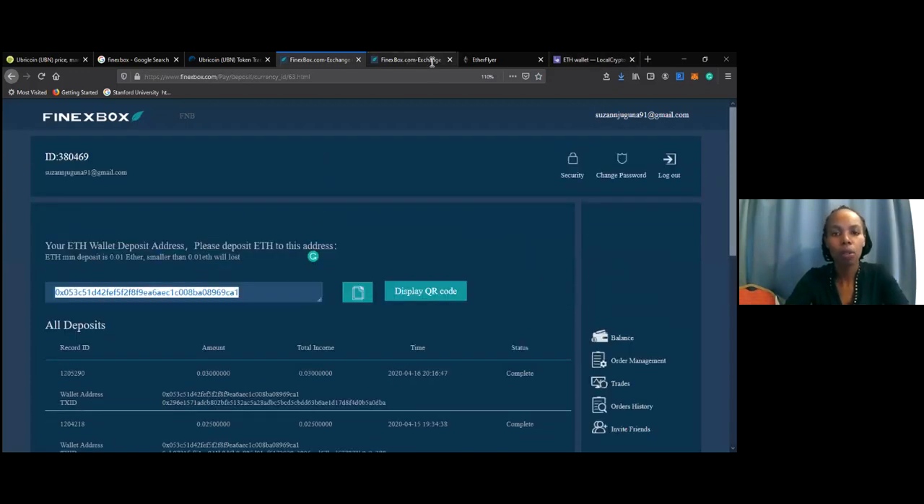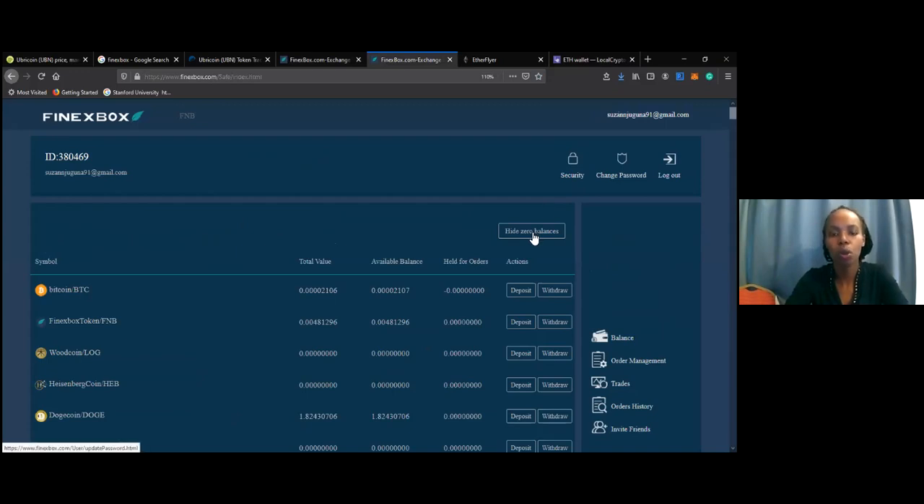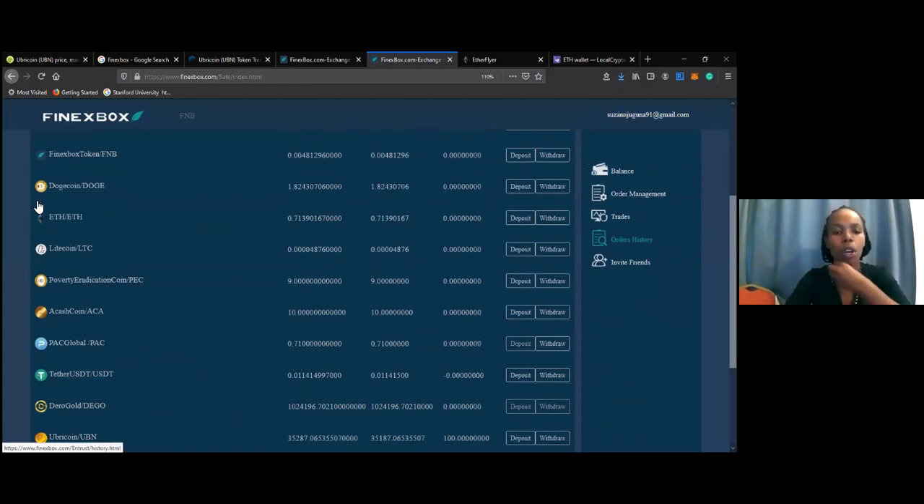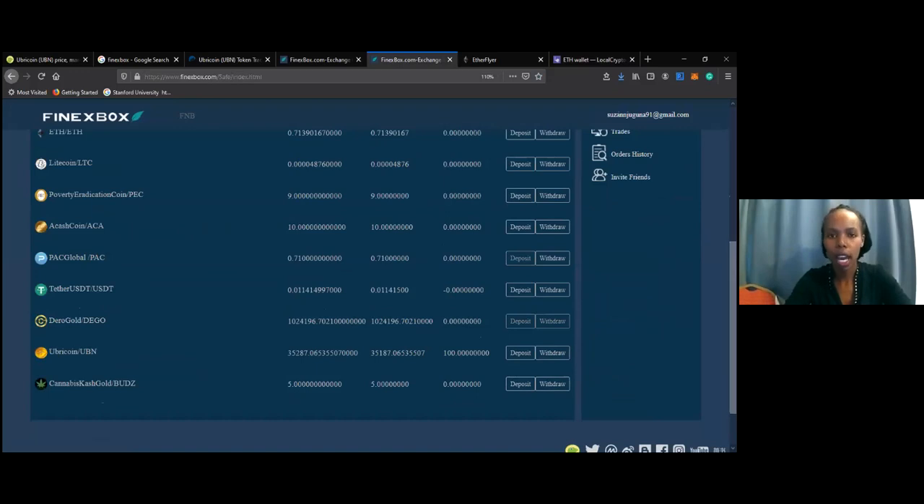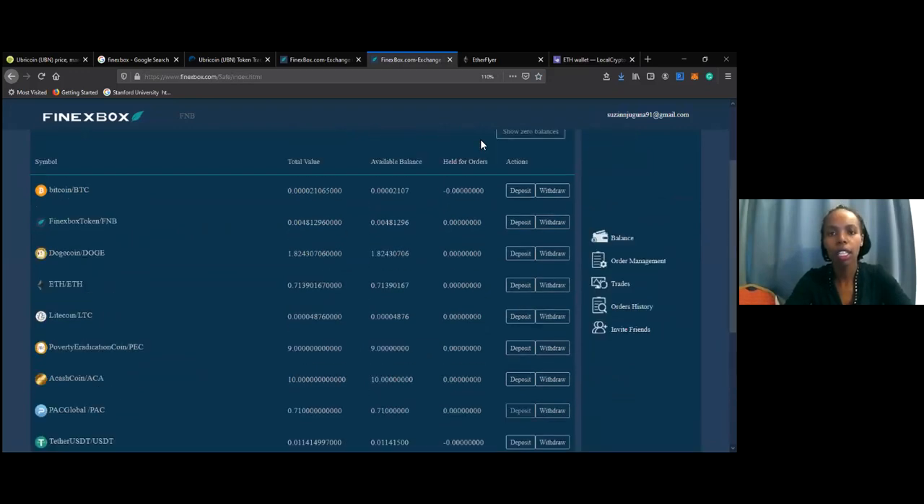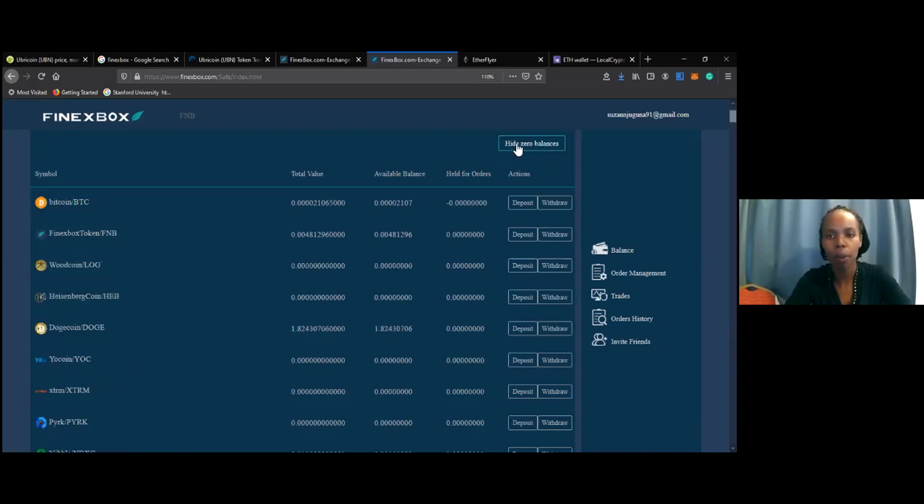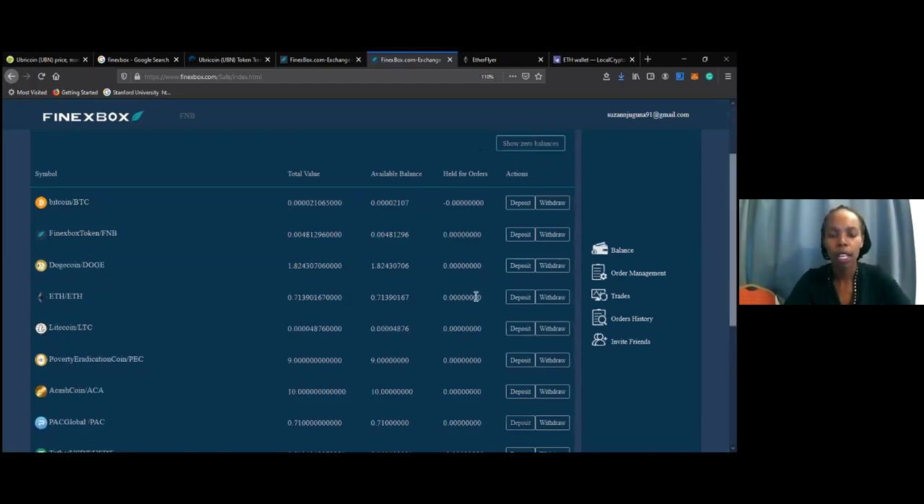The other thing I want to show you is how to withdraw after you have bought your UBNs and you now want to withdraw them from the exchange, because we said it's always wise to transfer your Ubricoins from the exchange to your personal wallet. So what you need to do is click here on hide zero balances, and then you can now see your Ubricoins here, and then you click on withdraw.